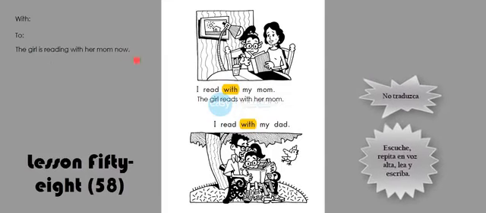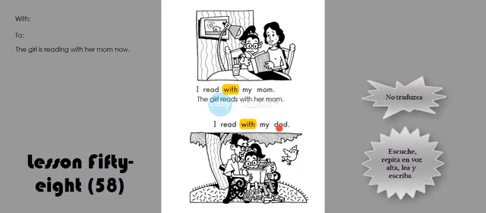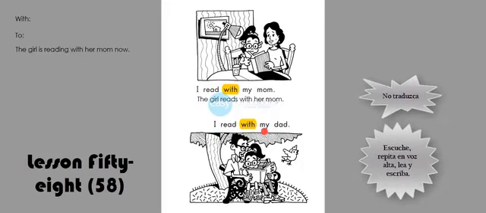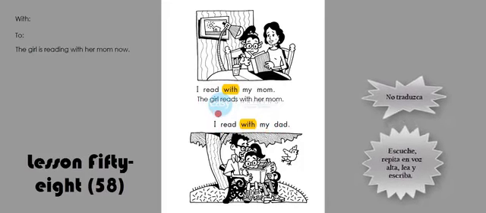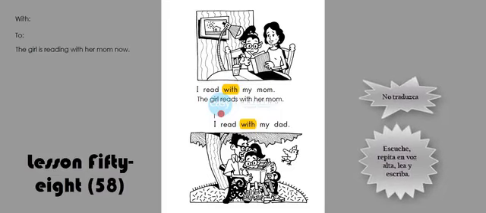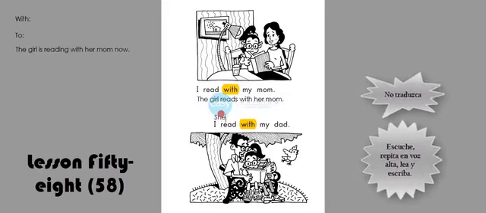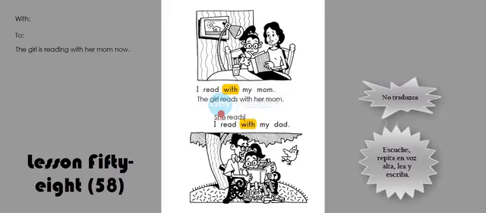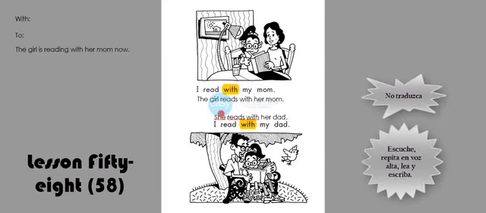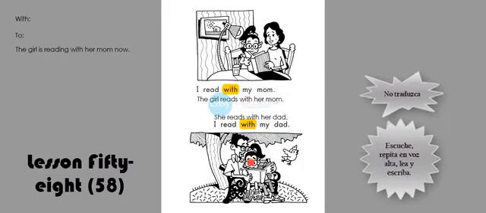Let's turn the page. I read with my dad. Sigue diciendo la niña. I read with my dad. Ahora yo describo la acción que la niña habitualmente hace y ya no voy a usar the girl. Voy a reemplazar the girl por she. She reads with her dad. No es my dad, es her dad.